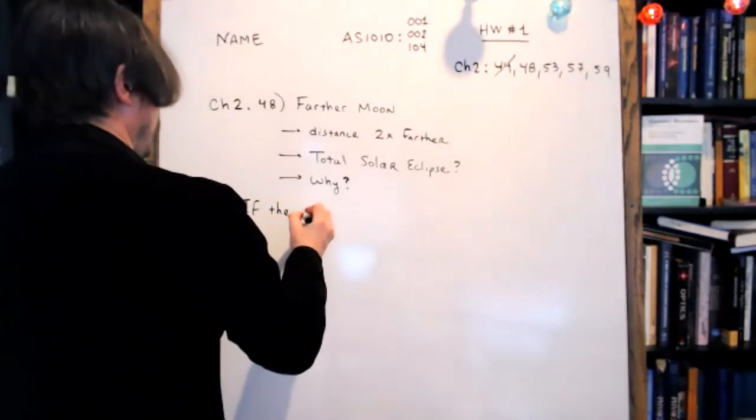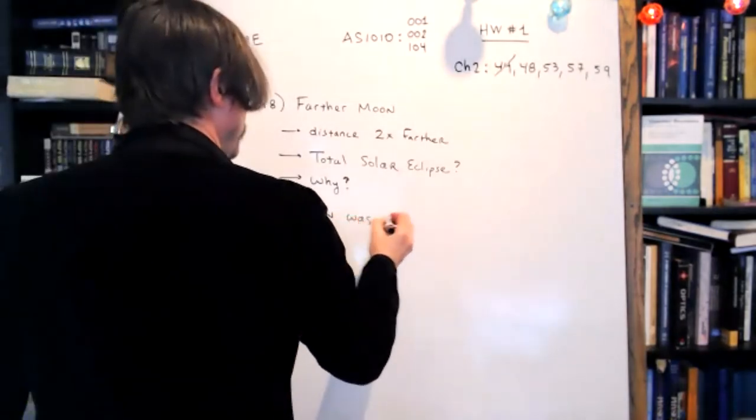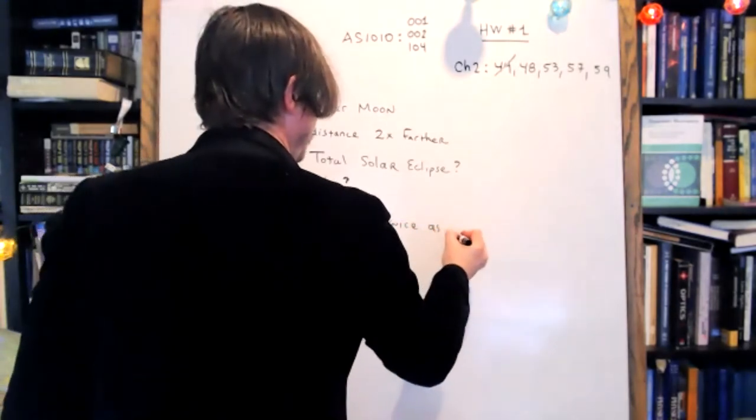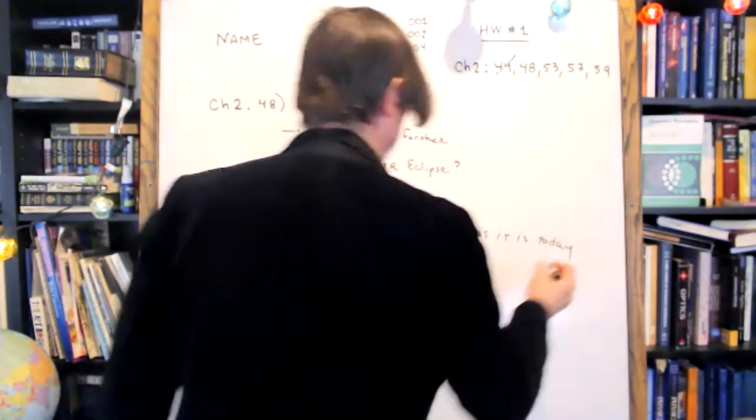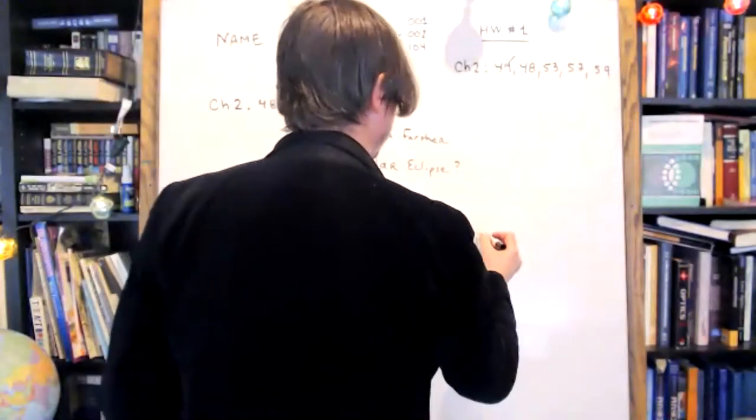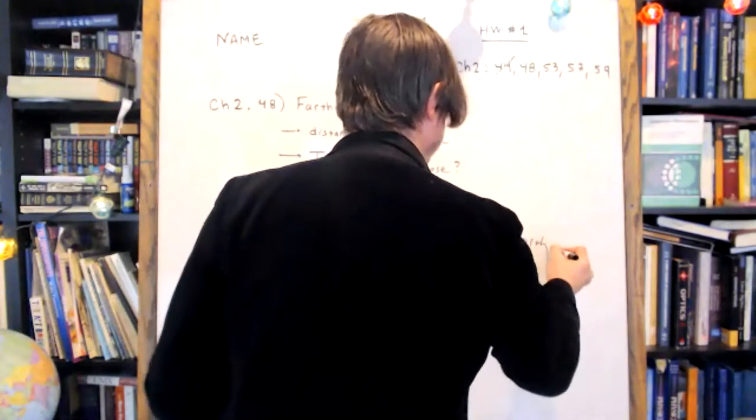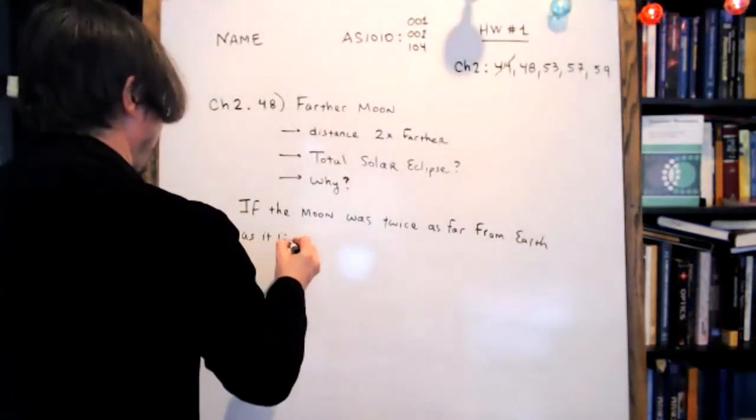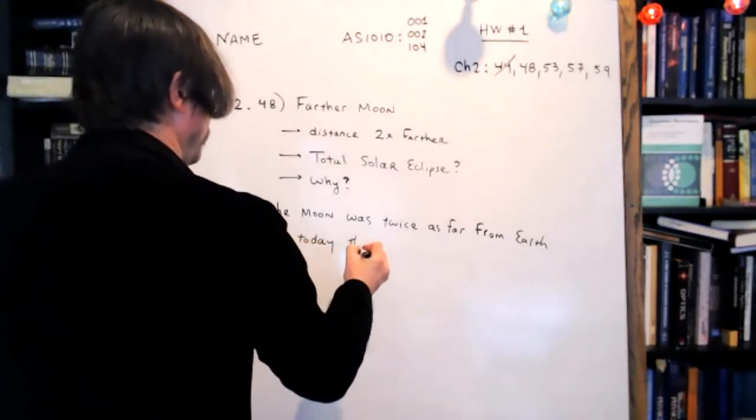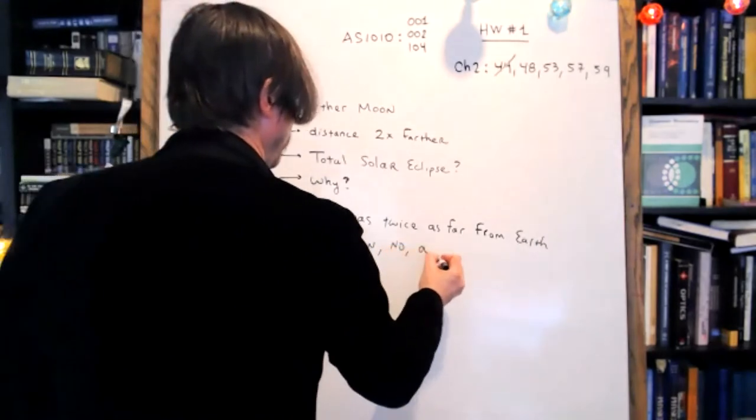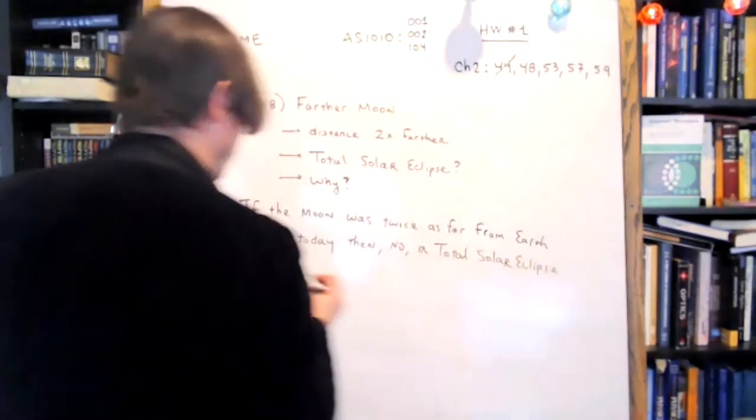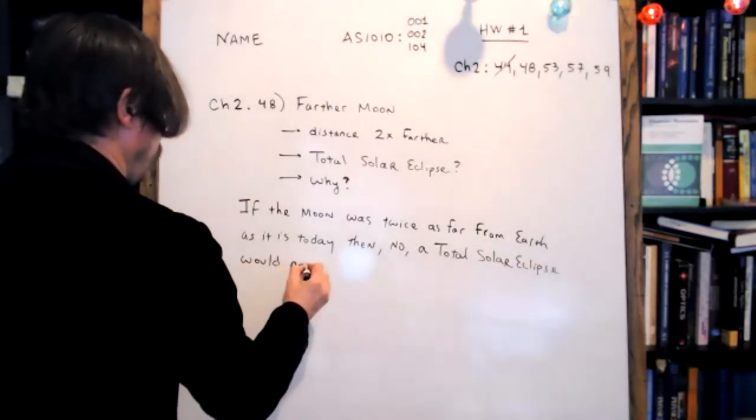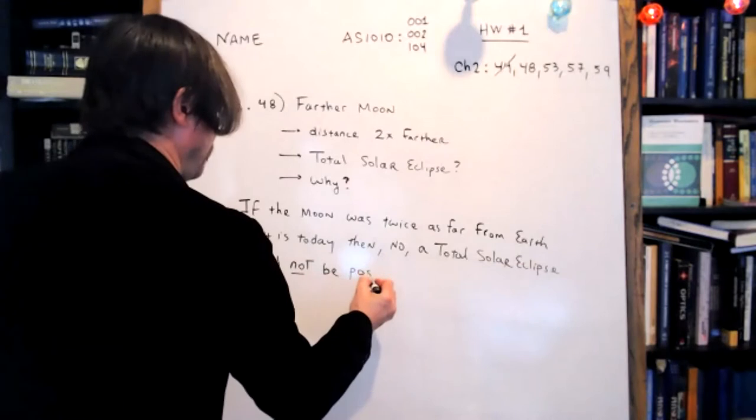All right, so let's write our answer down. If the moon was twice as far as it is today, I guess we should have said twice as far from Earth as it is today, then no, a total solar eclipse would not be possible.